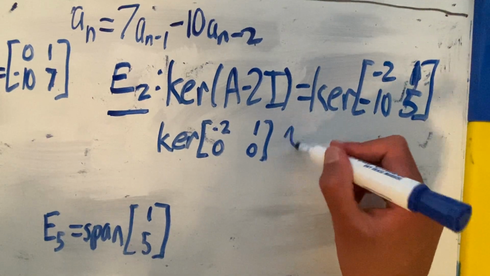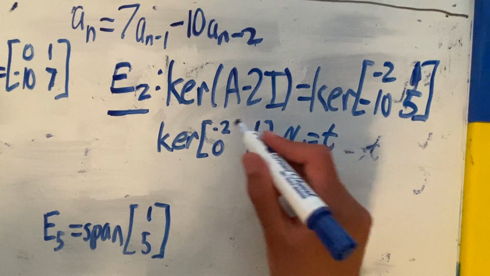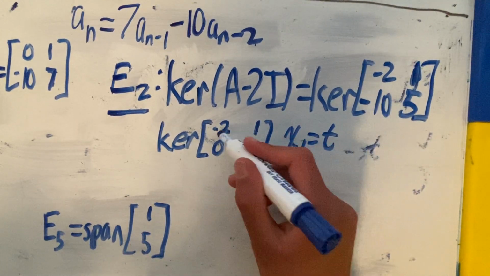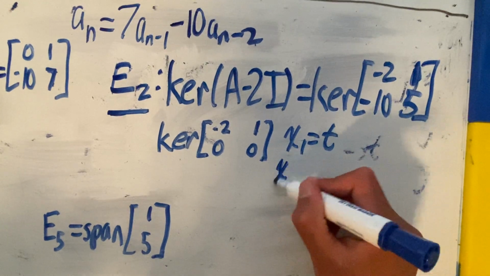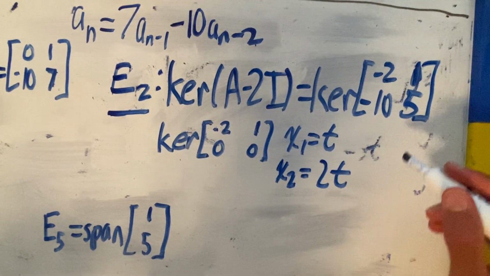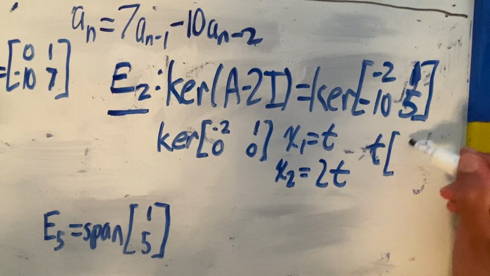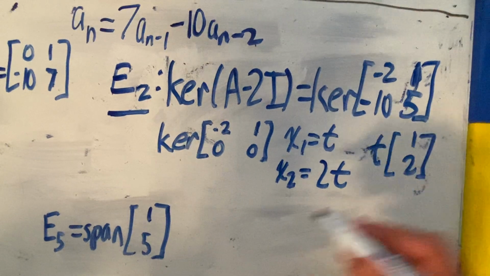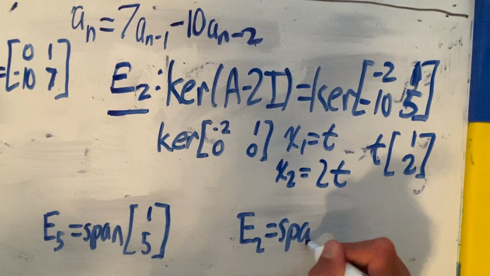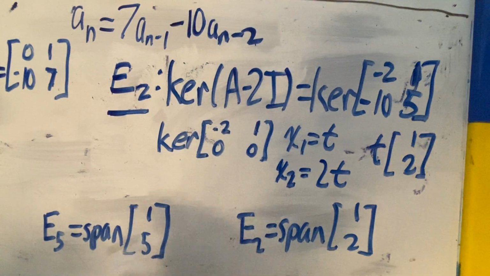Now, if you say x1 equals t, then x2 plus minus 2x1 equals 0, or x2 equals 2x1, and x1 equals t, so that's just 2t. So in this case, the solution is t times 1, 2. And so E2 is the span of this eigenvector 1, 2, and so these are the two eigenvectors.